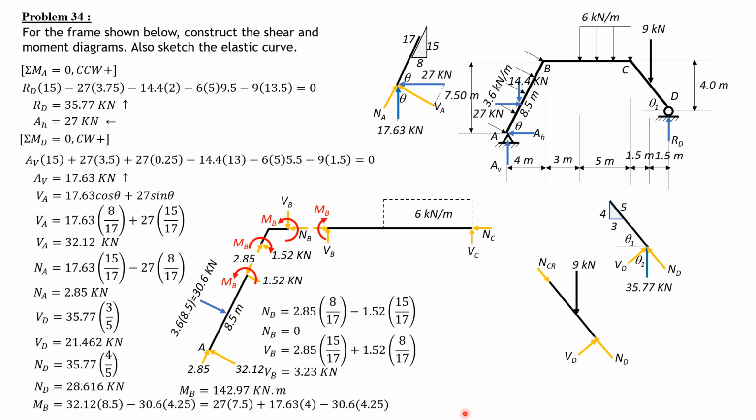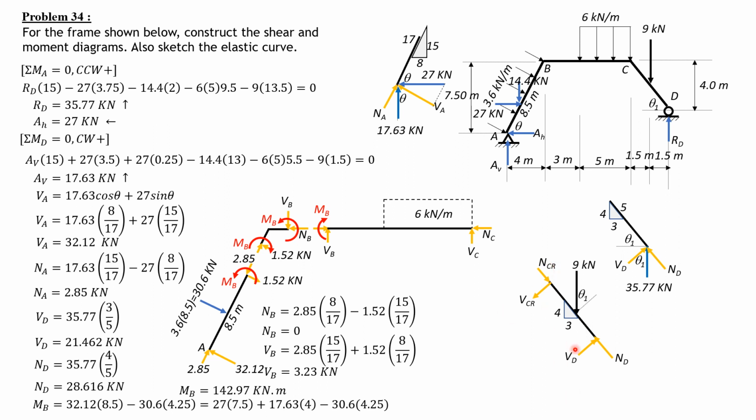So N_CR is equal to N_D, which is 28.616. It's like summation of forces along this axis here. So N_CR plus 9 sine of theta 1 equals N_D. So N_CR is N_D, which is 28.616, minus 9 sine of theta 1. And sine theta 1 is 4/5. So 9 times 4/5. So N_CR is 21.416 kilonewtons.